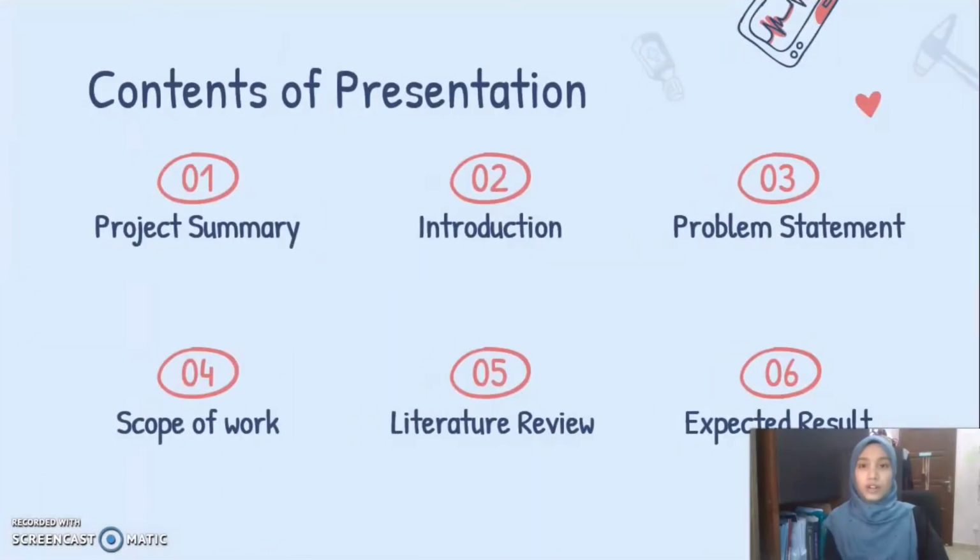Next, we move to the contents of my presentation. First, I will explain about the project summary, the introduction, and come up with the problem statement, scope of work or limitation, the methodology, the literature review, and the last one is the expected result.